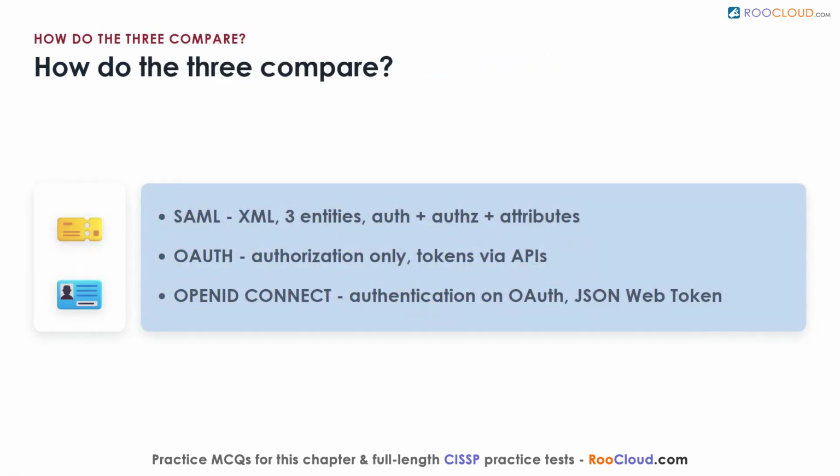Let's line the 3 up side by side. How does SAML, OAuth, and OpenID Connect compare? SAML is the XML-based standard with 3 entities, delivering authentication, authorization, and attributes. And it shines for browser single sign-on between organizations. OAuth is a pure authorization framework that trades tokens through application interfaces, so an app can act for you without your password. OpenID Connect sits on top of OAuth, adds real authentication, and carries a JSON web token as its identity proof. If you remember 1 line each, that is your exam anchor. Assertions, authorization only, and authentication layered on OAuth.